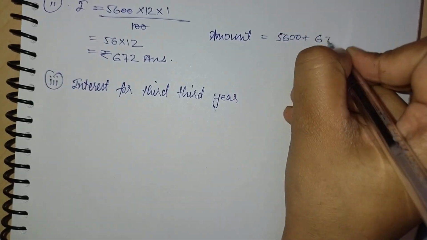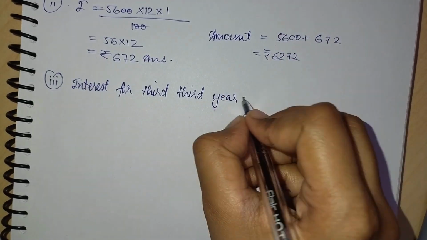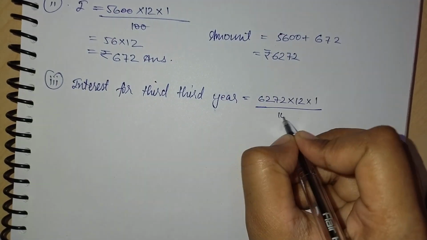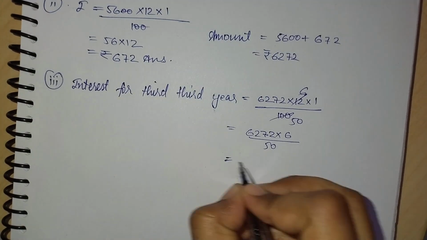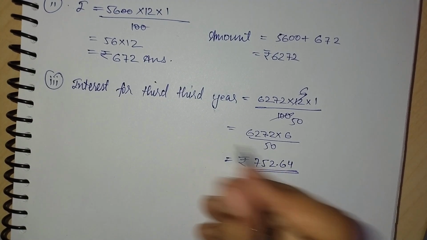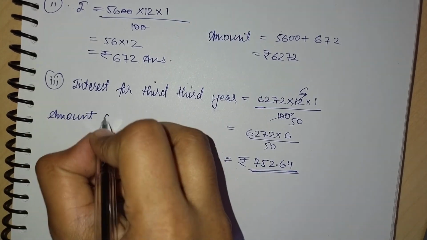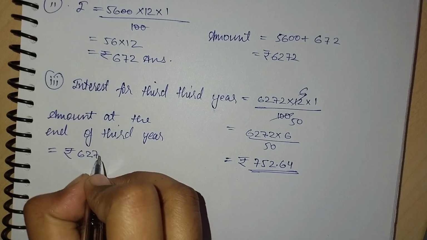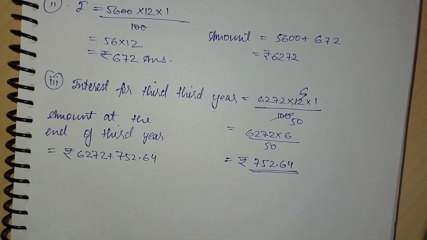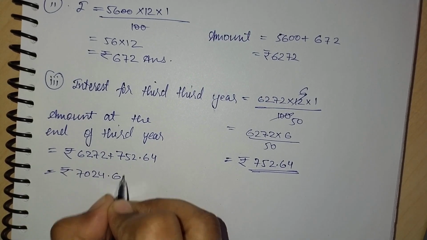6,272 into 12 into 1 upon 100. So we will get rupees 752.64. Now the amount at the end of third year is equal to 6,272 plus 752.64 equal to rupees 7,024.64 as the answer.